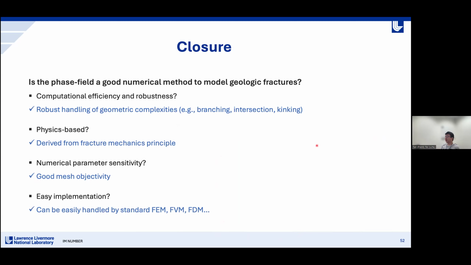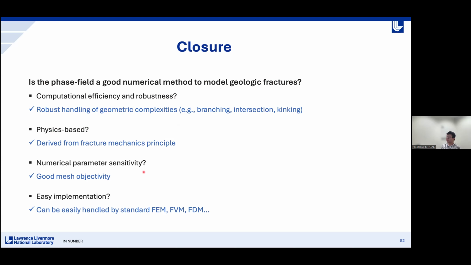So now let's get back to these questions I brought up earlier and check if the phase field is a good candidate to model the geological fractures. First, the computational efficiency and robustness. Of course, the phase field gives us the robust way to handle the complex fracture geometries like the branching, intersection, and kinking. And is the phase field method physics-based? Yes, it is derived from the fracture mechanics principle.